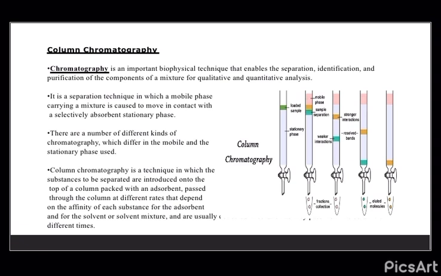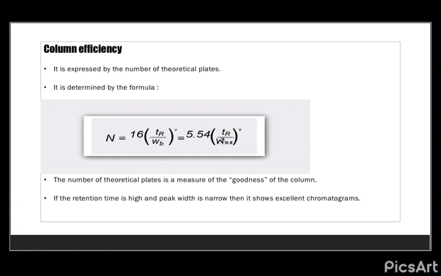Let's move on to our next topic, that is column efficiency. Column efficiency, also known as plate count, is a measure of dispersion of a peak. It is expressed by the number of theoretical plates and is determined by the given formula. In this formula, TR stands for the retention time measured from the instant of injection, and W stands for the peak width.